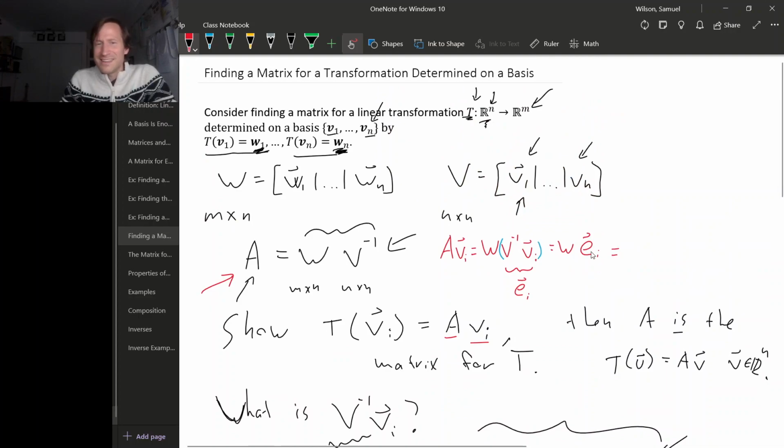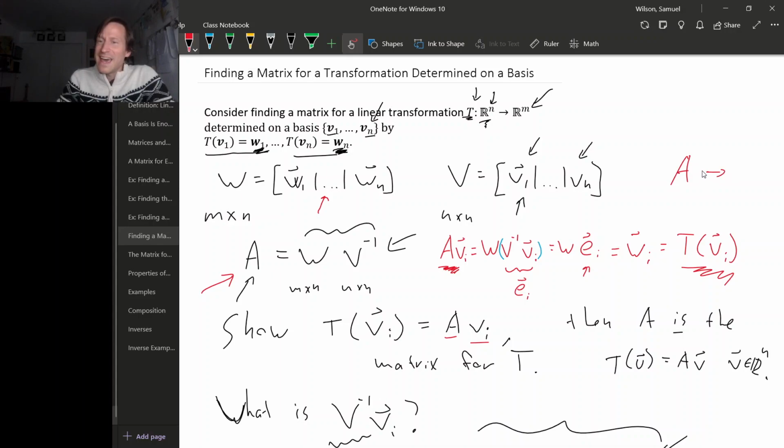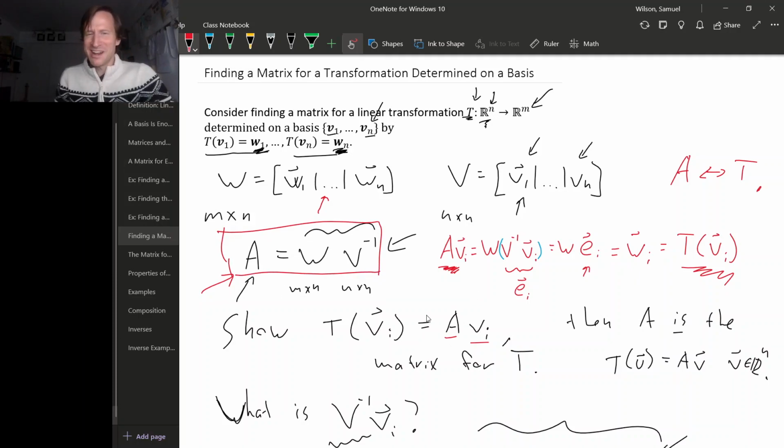Well, multiplying by e sub I just picks out the ith column. What is the ith column? Well, it's W sub I. And what is W sub I? W sub I was our name for the result of the linear transformation applied to V sub I. Right? So what we found is multiplying by A does the same thing to V sub I as the linear transformation. But that means that A is the matrix for this linear transformation. So this formula that we guessed is actually right. Okay, it's pretty nice. It takes a little bit of work to check. In particular, dealing with V inverse is a little bit tricky, but it works.